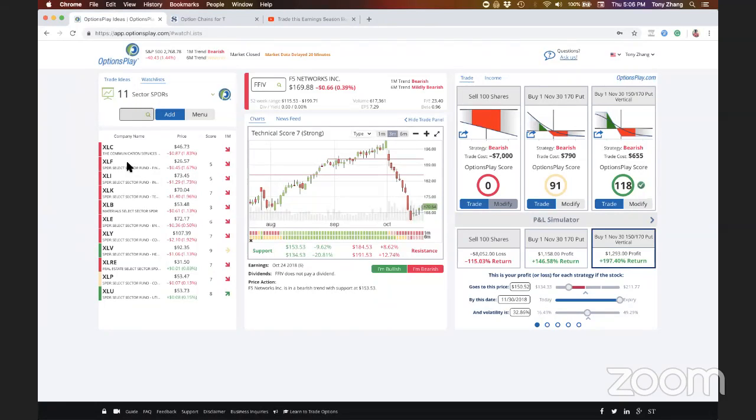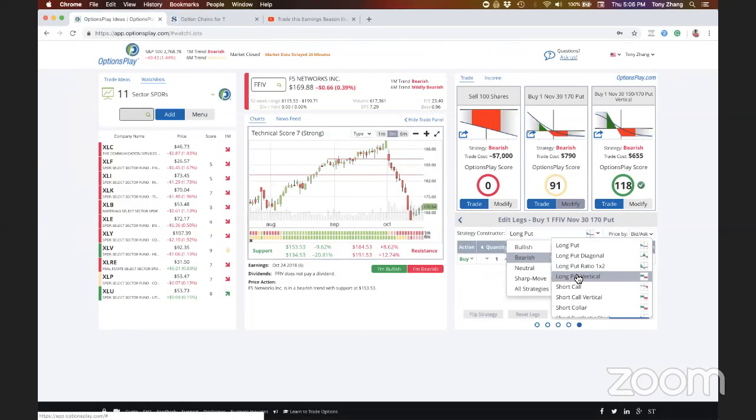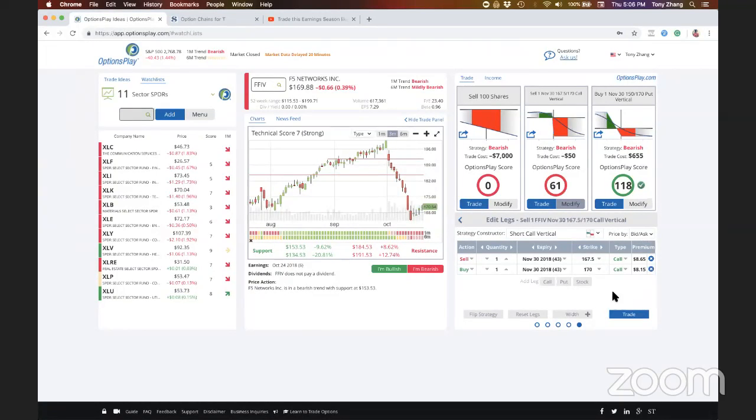How do you feel about credit spreads that are based on your debit spreads, which have a higher probability of profit and options play score? That's a good question. And the question is really, if I'm trading this debit spread, would I ever consider trading this instead as a credit spread? And I'll tell you why I generally will never do that.